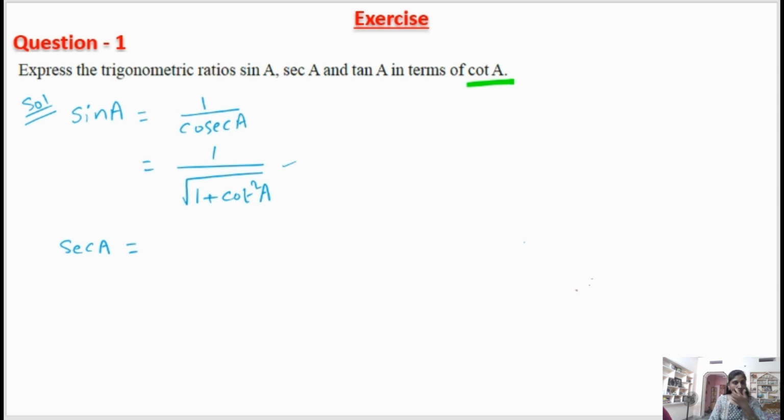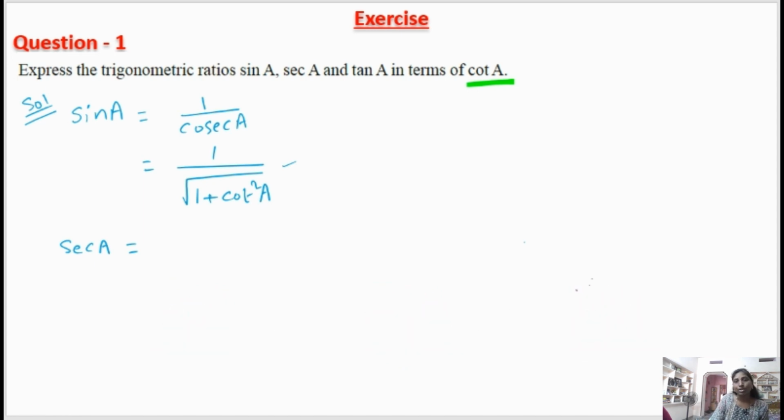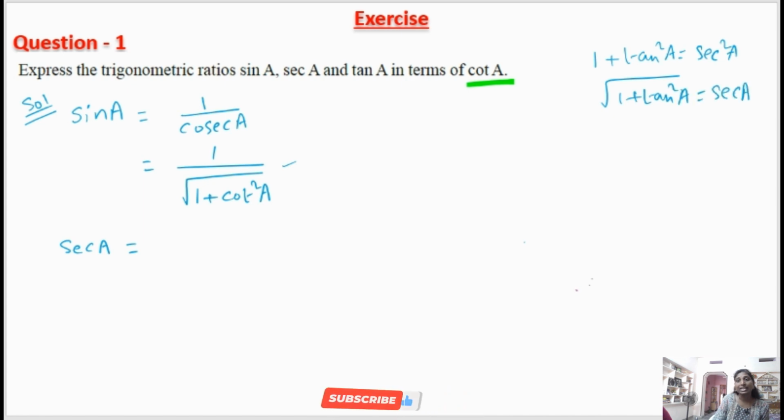So from sec A, we will go sec to tan, then tan to cot. Okay, sec A can be written as how? Second identity. What is the second identity? 1 plus tan square A is equal to sec square A. It means under root 1 plus tan square A can be written as sec A. It means sec A can be written as under root 1 plus tan square A.